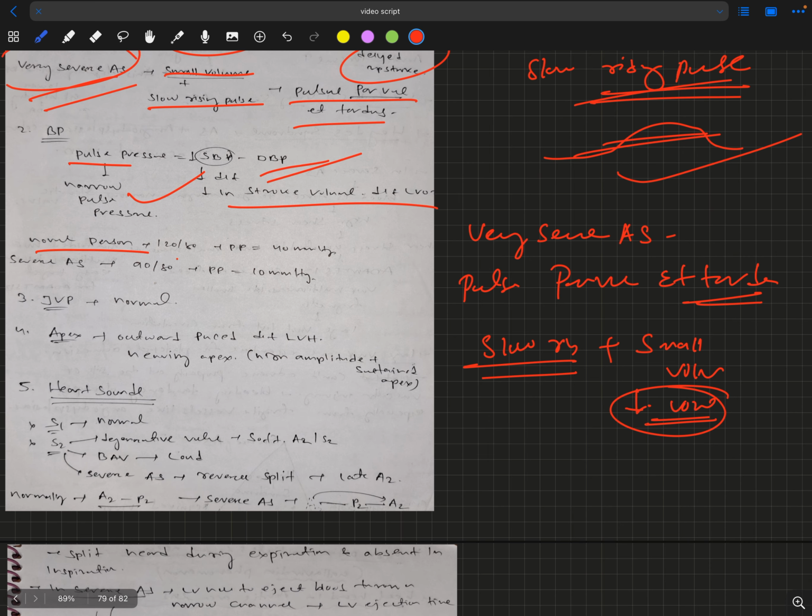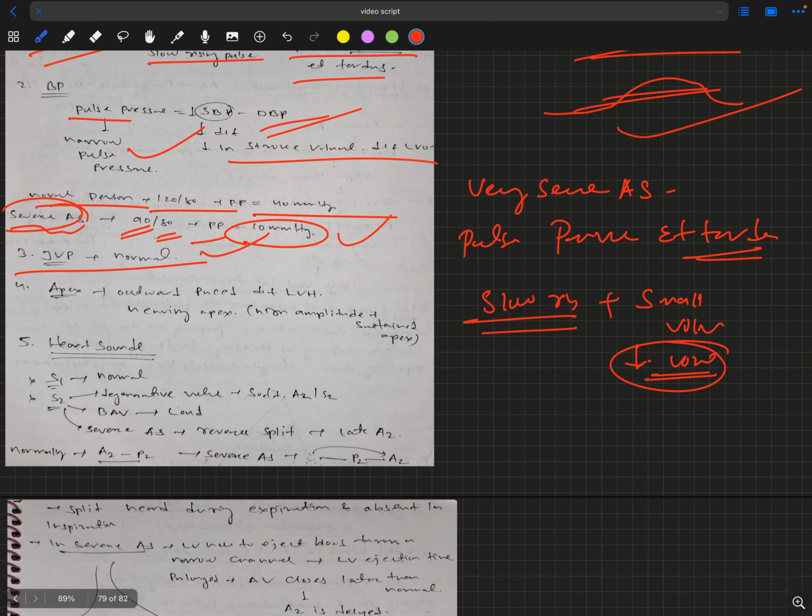A normal person who has 120/80 blood pressure has a pulse pressure of 40. But in case of severe aortic stenosis, the systolic blood pressure drops to 90. Now what is the pulse pressure? It is 10. So pulse pressure is decreased, or narrowed, in case of severe aortic stenosis. And JVP is associated with the right heart, so it is normal in case of aortic stenosis.